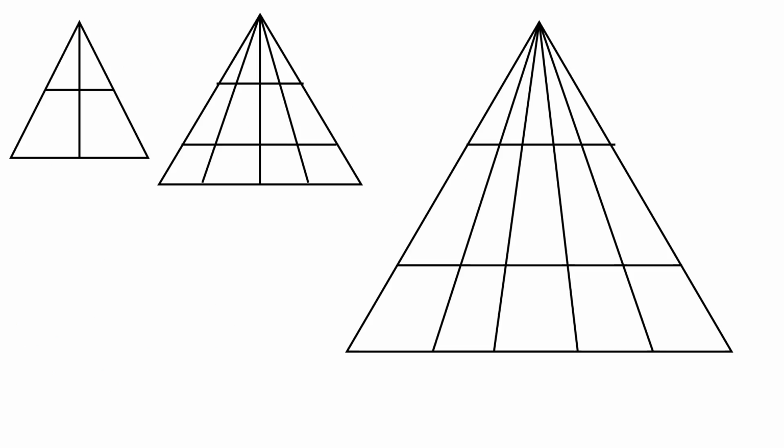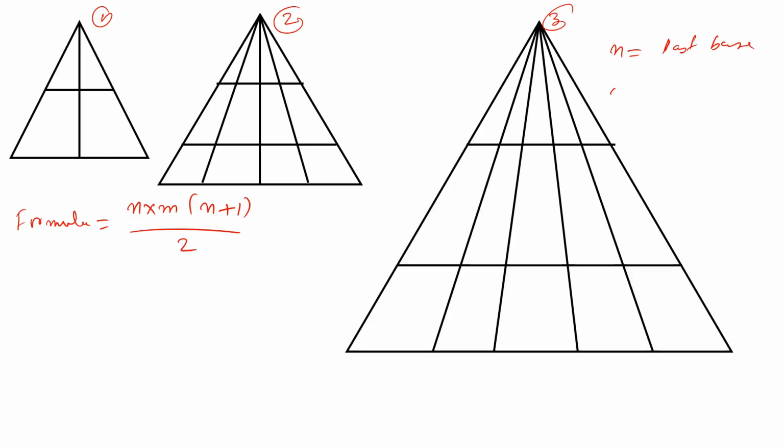In this slide, we have 3 figures, number 1, 2, 3, and all these figures follow the same pattern. So in the exam, if this type of figure comes, we have to know one formula for counting the number of triangles. The formula is n multiplied by m, times n plus 1, divided by 2, where n is the last number of the base, and m is the number of horizontal lines.